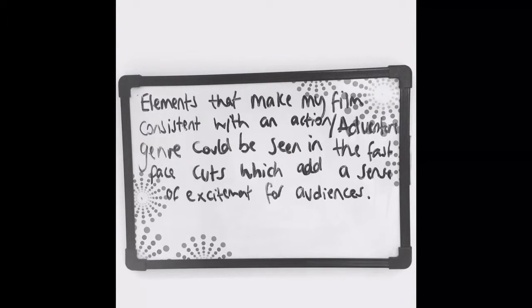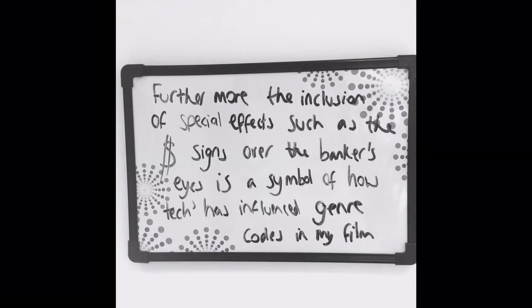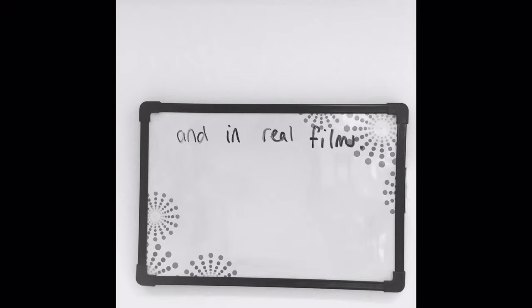Elements that make my film consistent with the action-adventure genre could be seen in the fast-paced cuts. This adds a sense of excitement for audiences, and also these dramatise the running shots. Similarly, we've included two worlds, which can be viewed as the fantasy codes in our piece. Furthermore, the inclusion of special effects such as the dollar signs over the banker's eyes is a symbol of how tech has influenced genre codes in my film and in real films, as technology has advanced over the years.